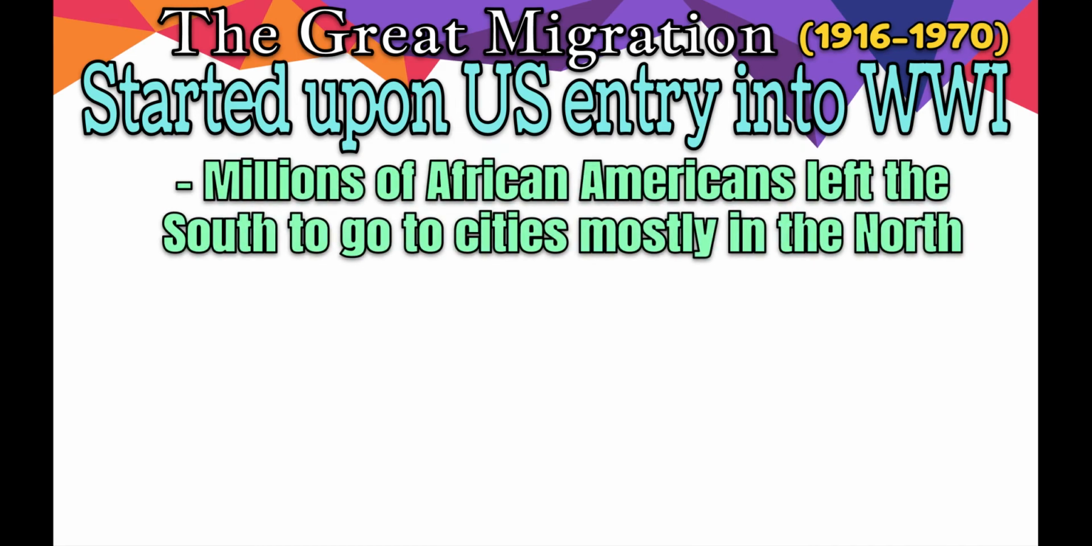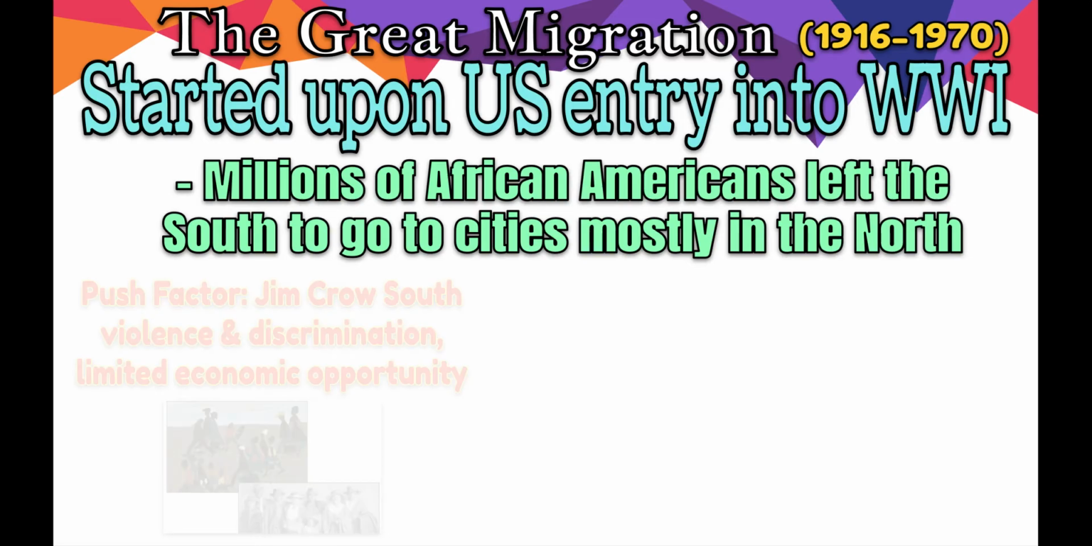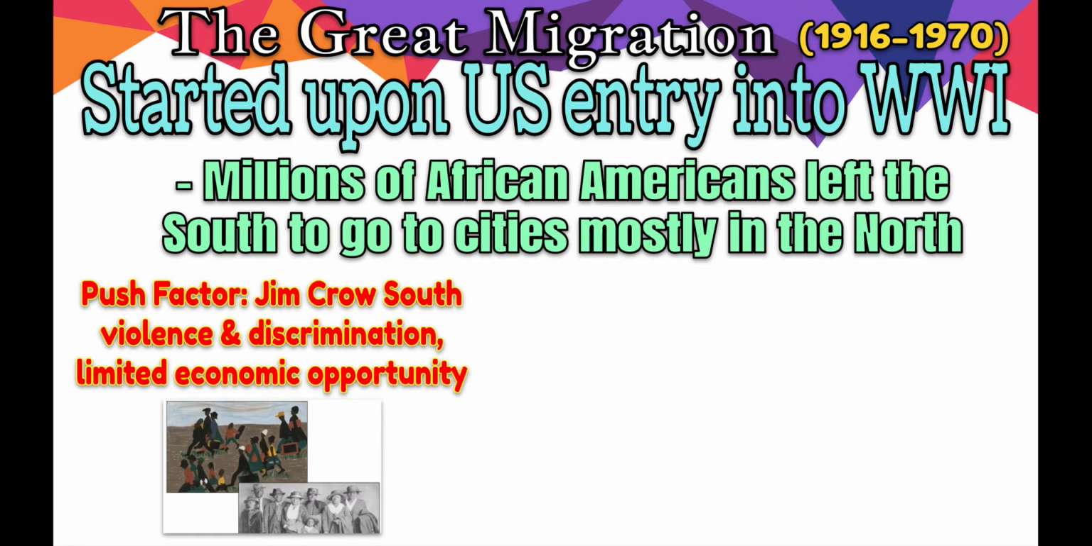So with the mass exodus of males to the front lines of battle, millions of African Americans are going to leave the South to go to the cities that are mostly going to be in the North. Okay, so let's talk about some reasons why. Let's go back to our push-pull factors. Some big push factors of why African Americans would move en masse is the Jim Crow South, guys. It was not a hospitable place towards African Americans.